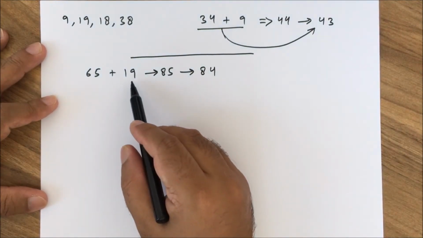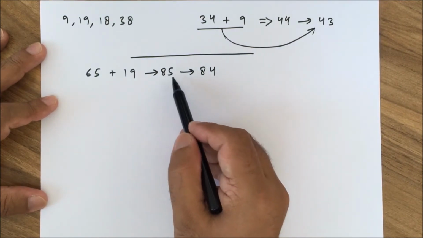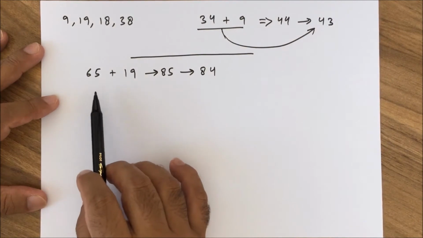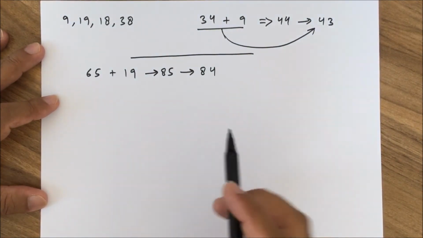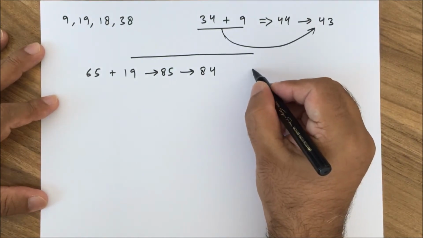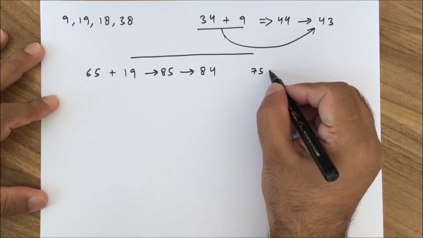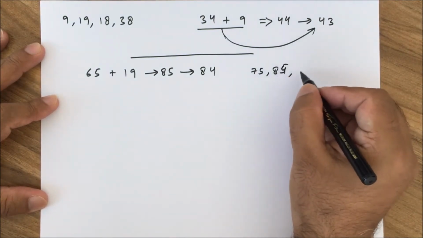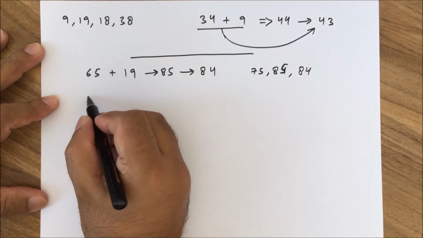Because you had to add 20, not 19, you added 1 extra, so that 1 you will take away in the end, and you can do it mentally. 65 will become 75, 85, and then 84. So if you go slow, the first thing 75, 85, and then 85, then 84. This should be in your mind.